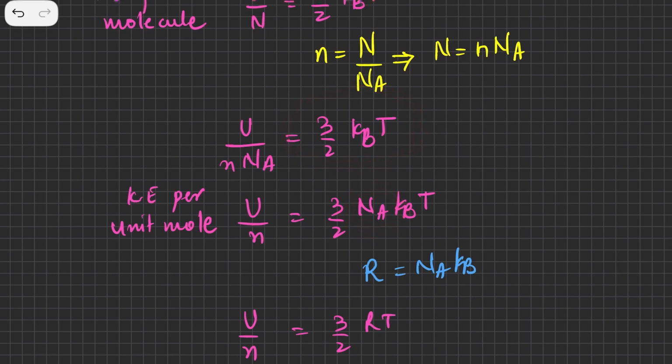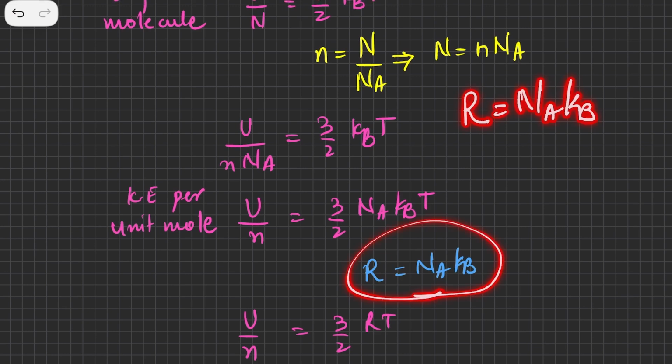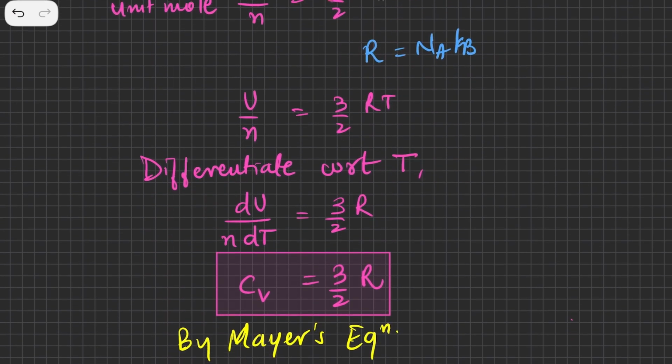Now we had discussed, while discussing the ideal gas equation, that the universal gas constant is nothing but Na into Kb. So in place of Na into Kb I'll put a single R. Now just differentiate this with respect to the temperature, because temperature is the variable on the right hand side. So I'll differentiate this with respect to T.